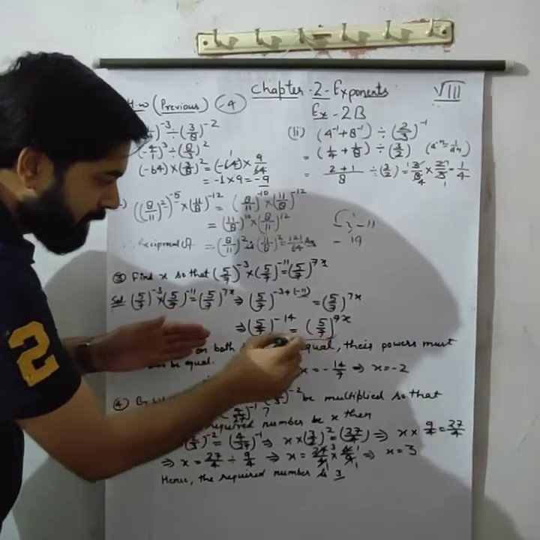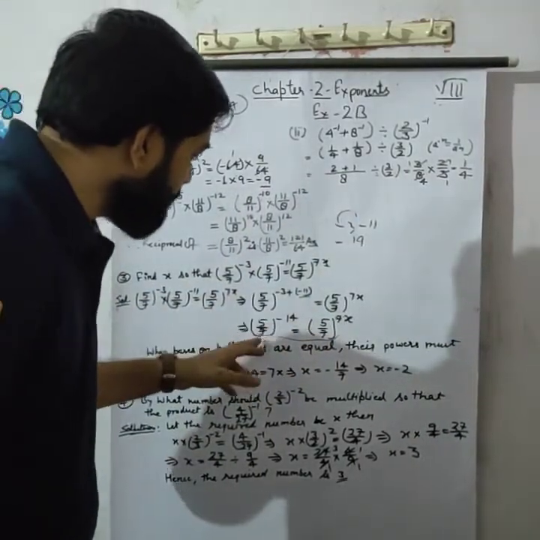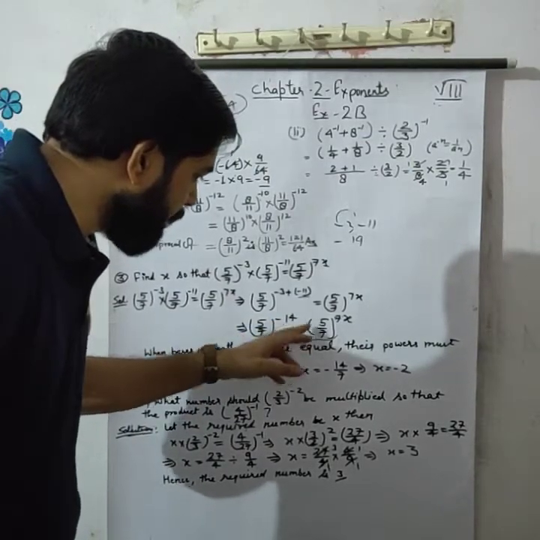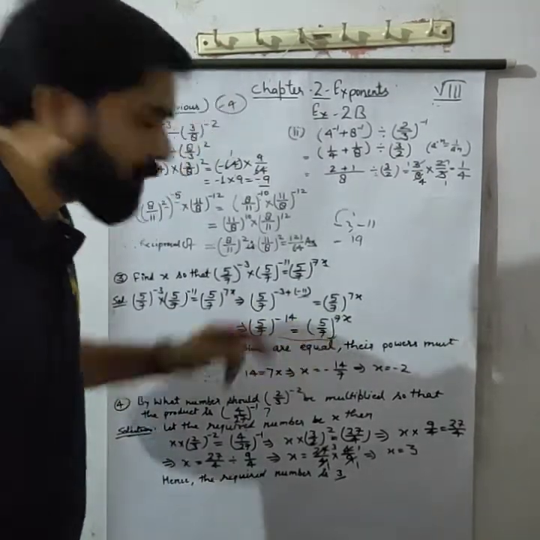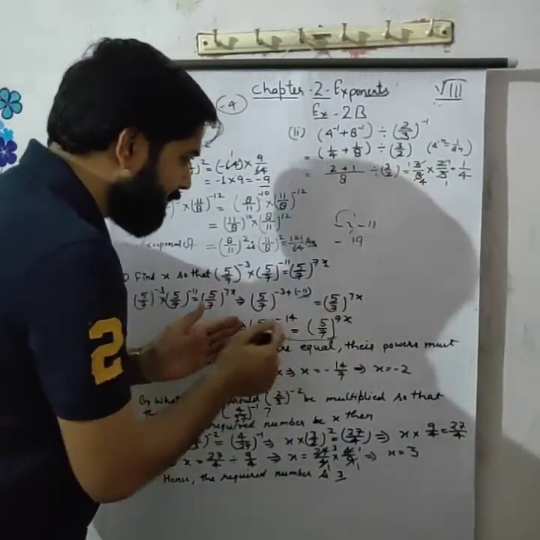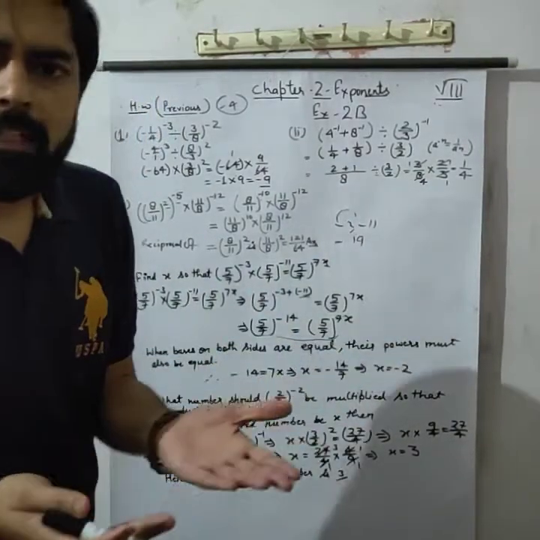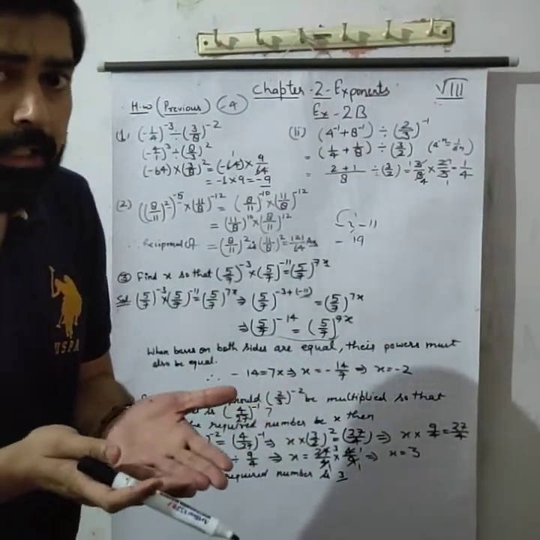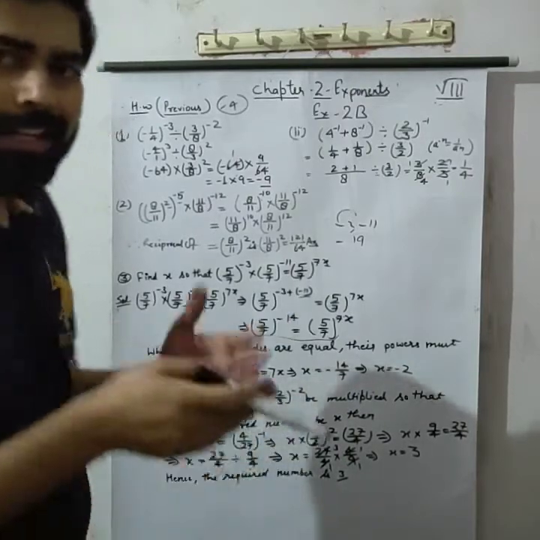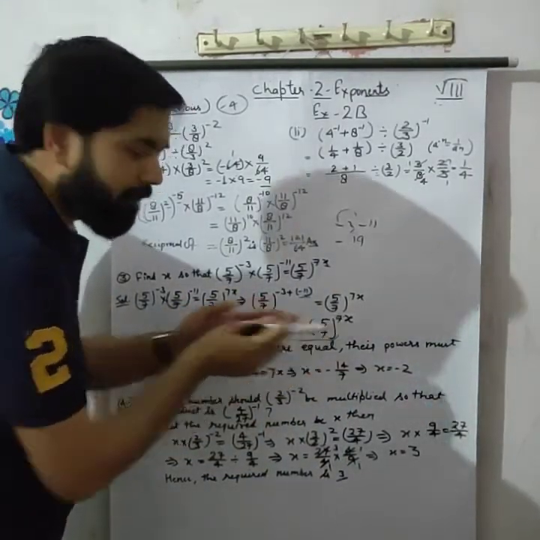If you find in any question of this type, 5 upon 7 raised to power minus 14 is equal to 5 upon 7 raised to power 7x. This is an equation. You can say this is an equation because here is the x, and this side means the right hand side. You know that in an equation x is a variable and numbers are constants. So 5 upon 7 to the minus 14 is equal to 5 upon 7 to the 7x.